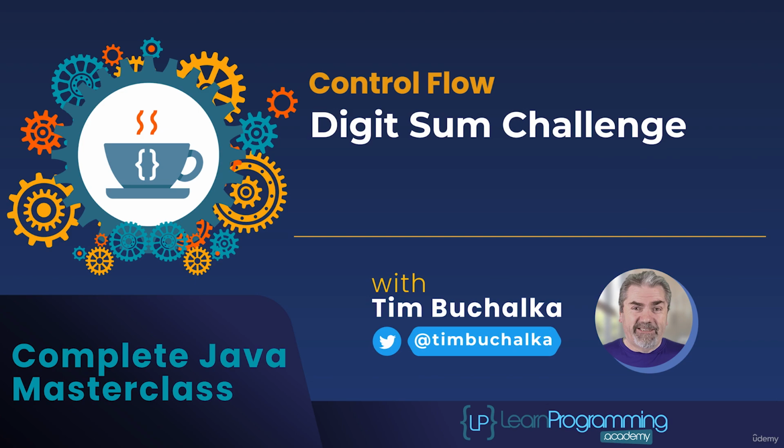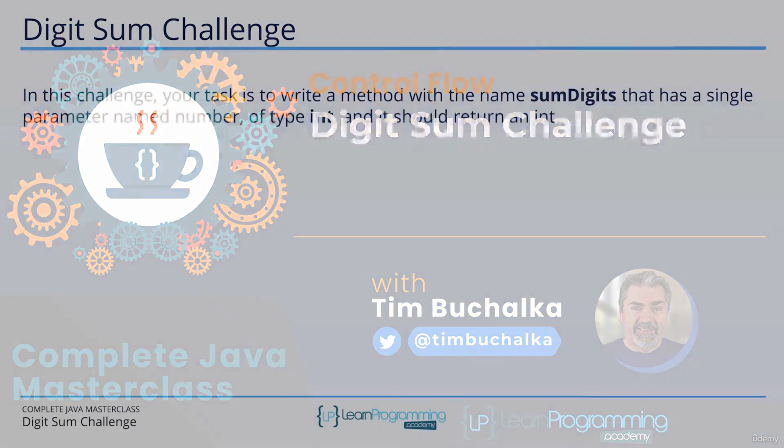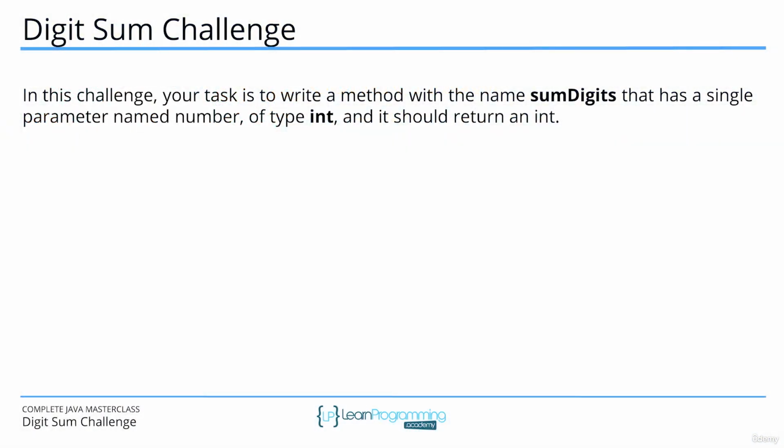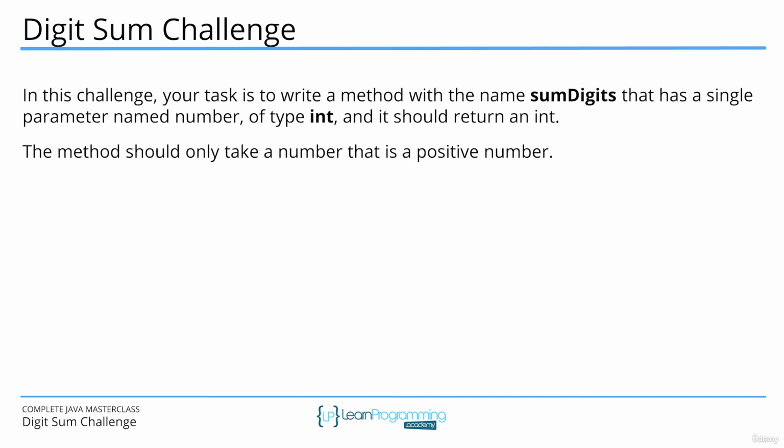Okay then, it's time for another challenge. So this is the digit sum challenge. In this challenge, your task is to write a method with the name sum digits that has a single parameter named number of type int, and it should return an int. The method should only take a number that is a positive number.